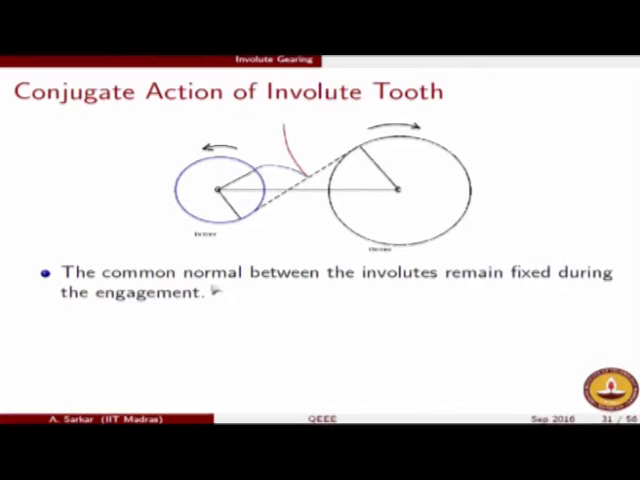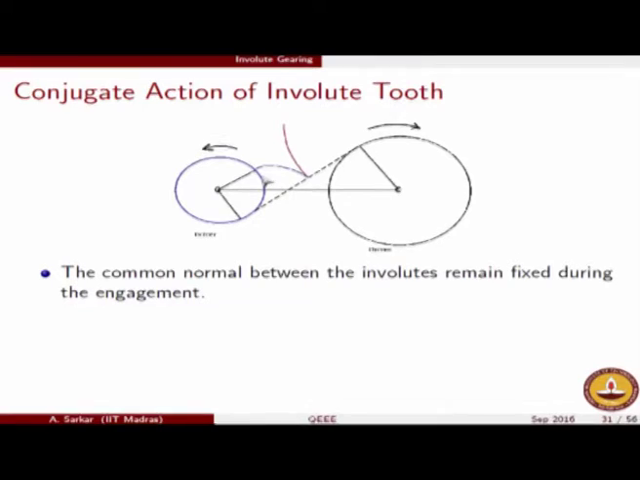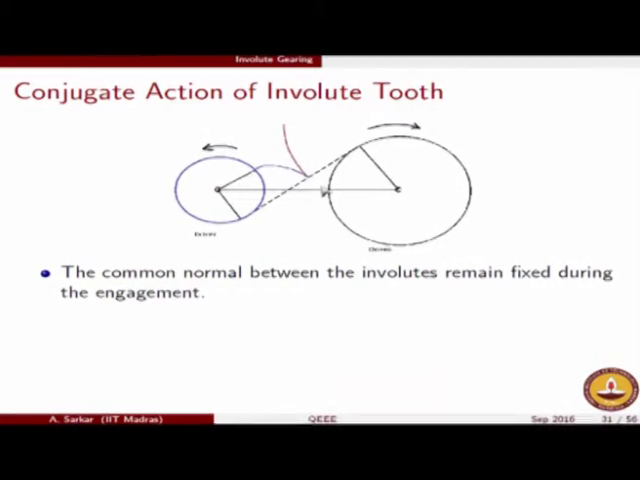So what we now see is the following: as the engagement takes place, two time instances are shown here. One of these pulleys is generating one involute, the other pulley is generating the other involute, but the common normal at this point of contact, the point of contact always being a point on the cross belt, and the common normal also is the cross belt itself. So the common normal between the involutes therefore remains constant during the entire course of engagement.